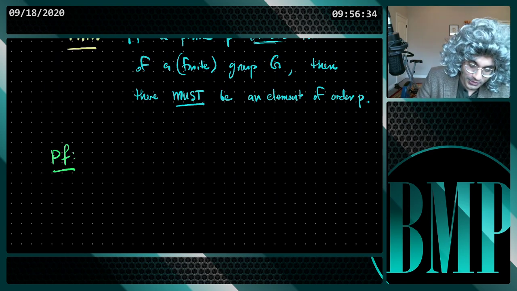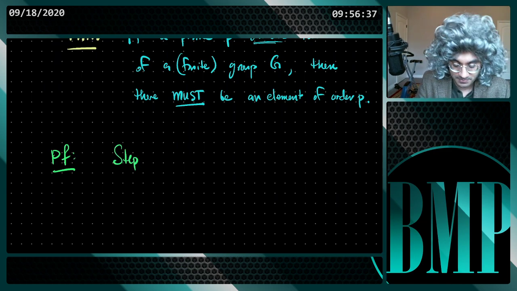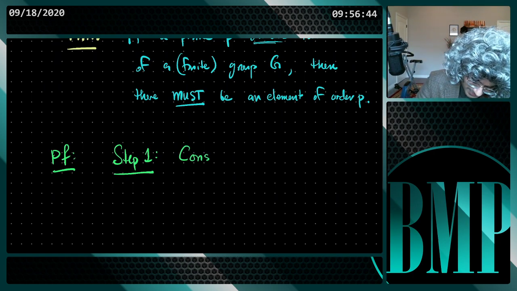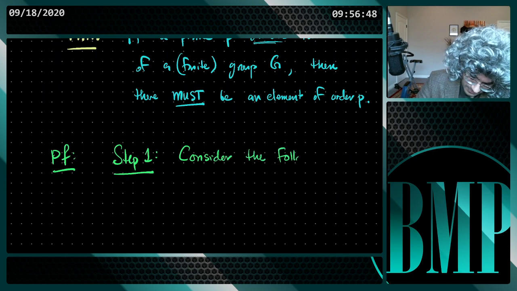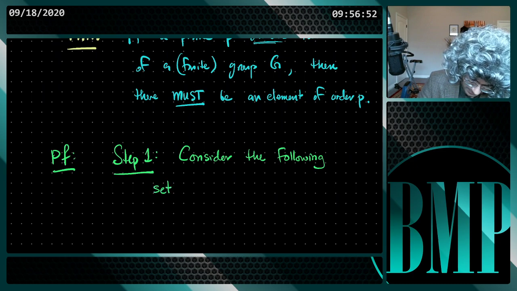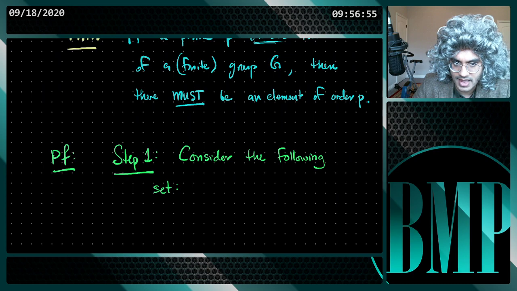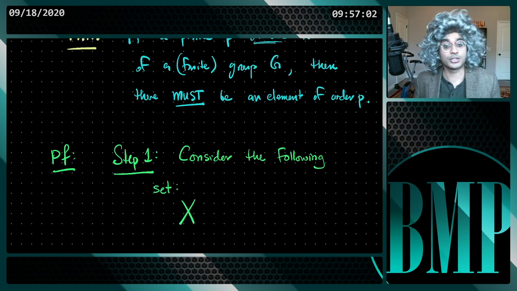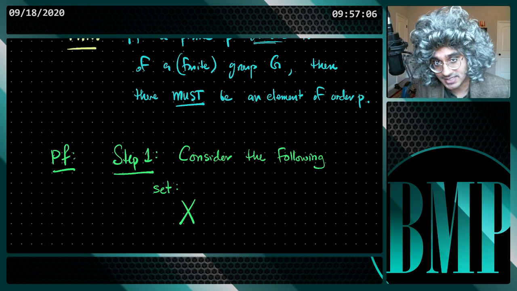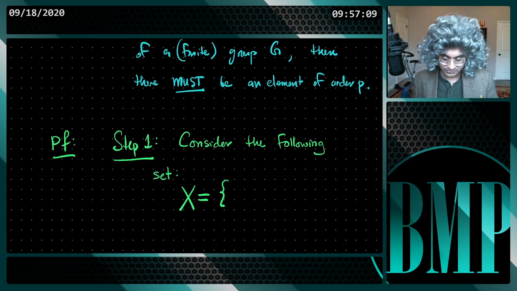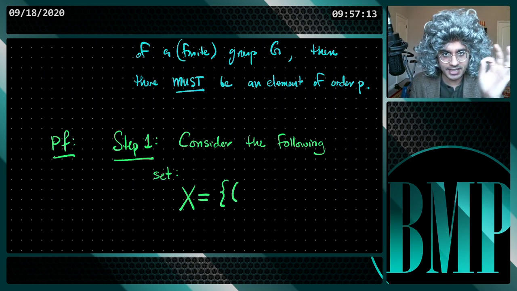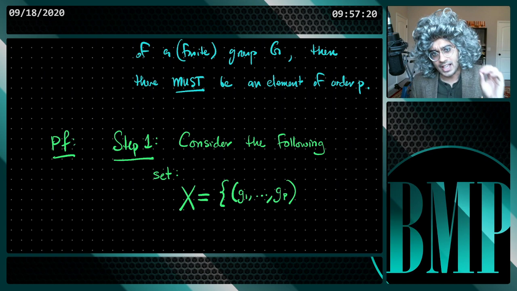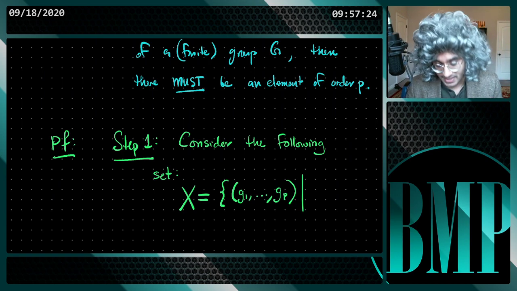Now look at this. What we're going to do first is construct a set. Consider the following set. I'm going to call it A. Actually, let's call it X so that my students don't get confused. Because we're going to act on this set somehow. But what is this set? It's the set of all p-tuples of elements in the group which multiply to be the identity.